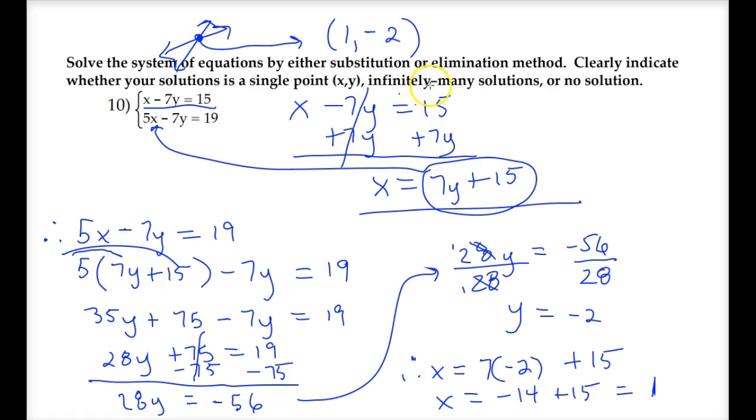negative 2. And so to make sure that you get full credit for this problem, you need to make sure that not only do you find out what x and y are, but that you actually put it in an ordered pair if you actually have an answer like that.